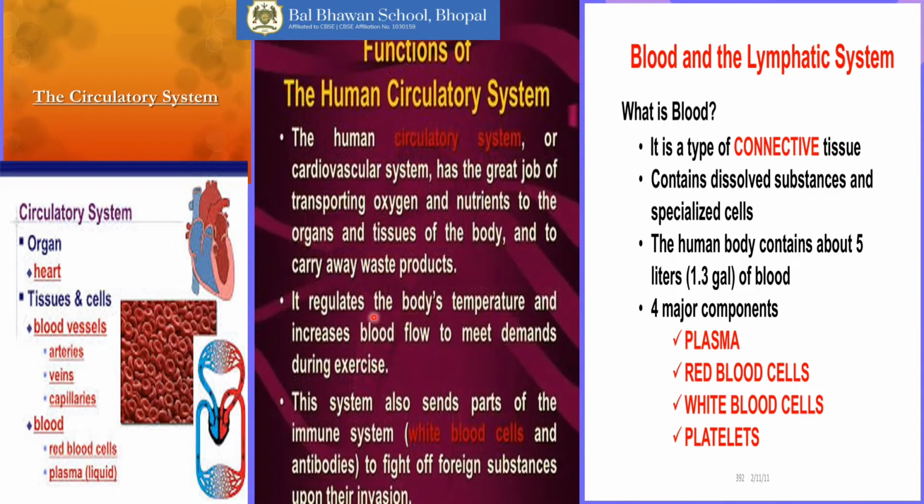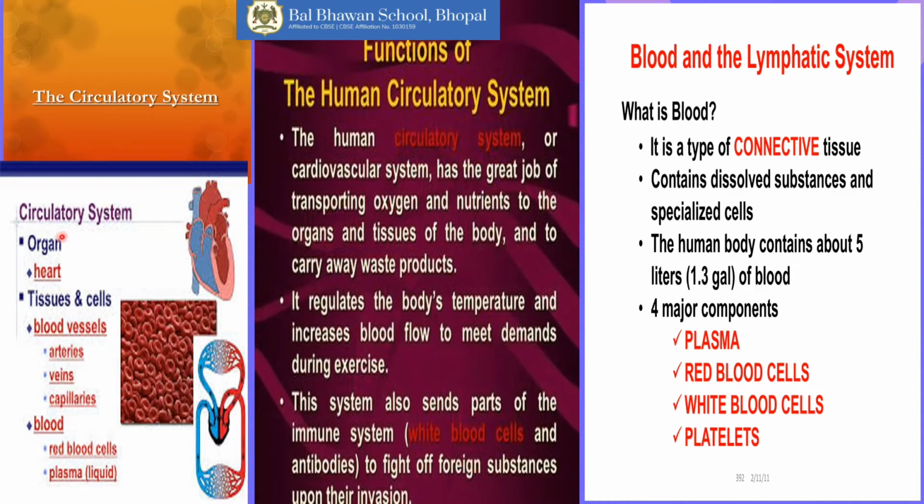The circulatory system also helps in maintaining body temperature, and it increases blood flow so as to meet the requirement of the body. You know that we have a constant body temperature, and this body temperature is maintained by the circulatory system. And at the same time, the circulatory system also helps in maintaining the immunity, that is by fighting off foreign substances, and it is being done by WBCs.